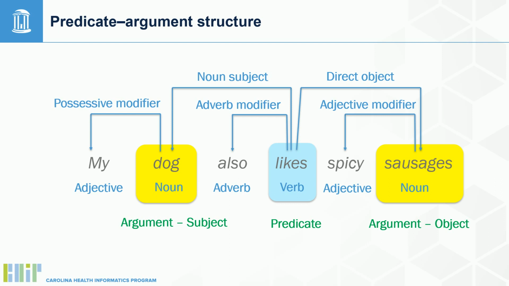How could we figure out such a subject-predicate-object relation? As long as we find the head of the sentence, which is a verb, or we can call it the root, we can visit the other important arguments by traversing the syntactic dependency structure. In this example, we traverse from likes to dog, getting subject, and from likes to sausages, getting object.